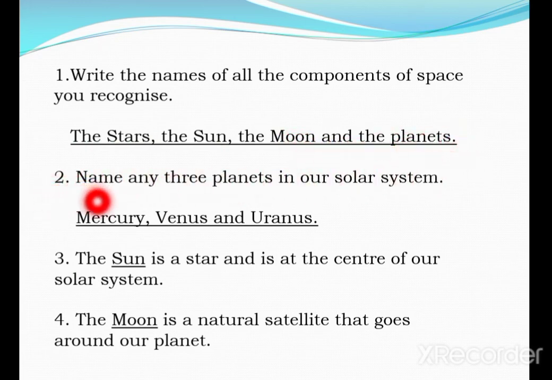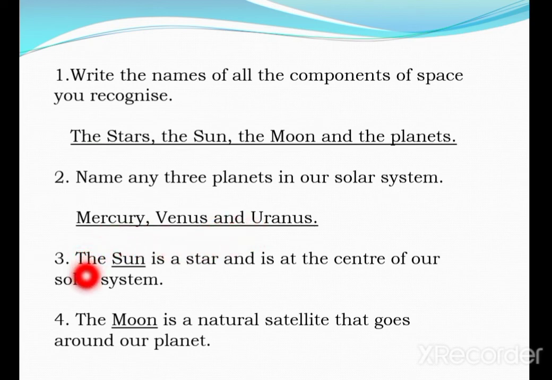Second question. Name any 3 planets in our solar system. Here I wrote Mercury, Venus and Uranus. Yes, if you want to change, you can change. If you want to write some other planets, you can write them.